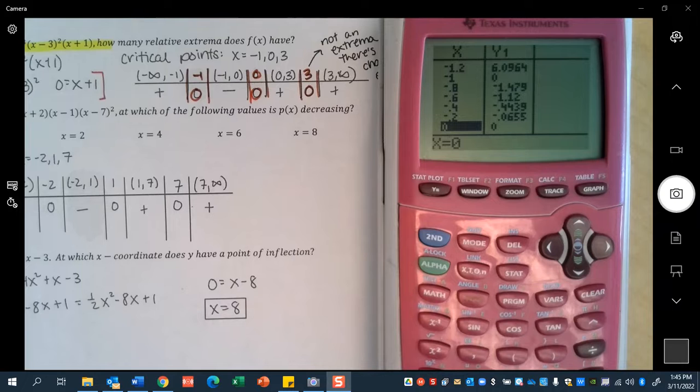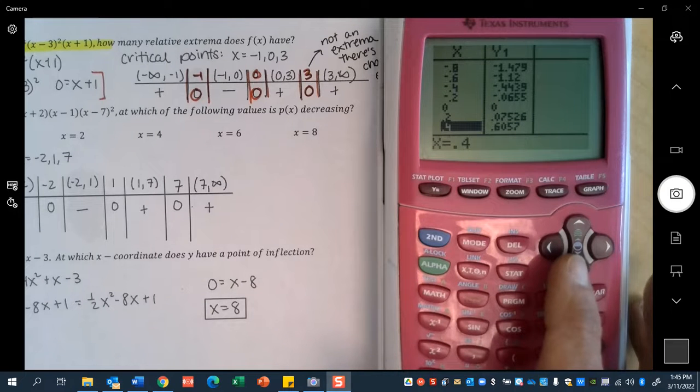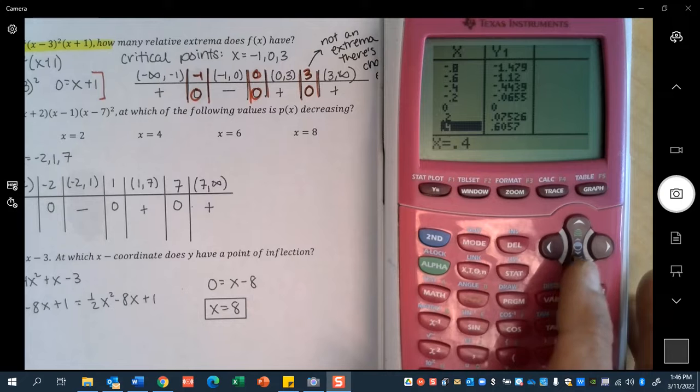I can think about it in terms of a positive to a negative. This is going to be a max, if my derivative is positive and it goes to negative, okay? Then I come to 0, I'm at negative, and it goes to positive. So that one from negative to positive is going to be a minimum.